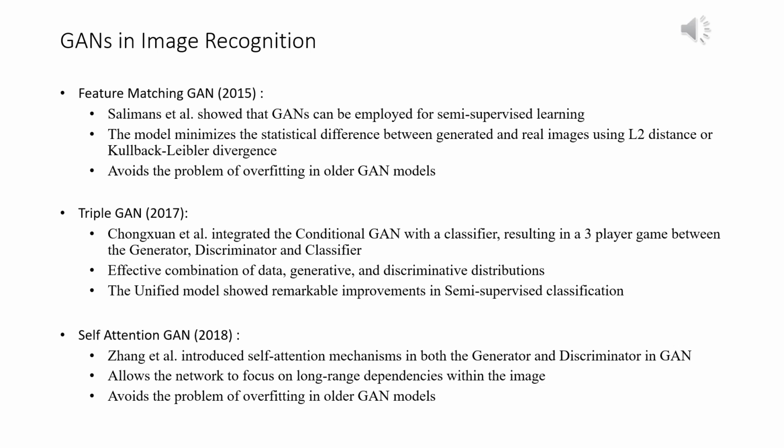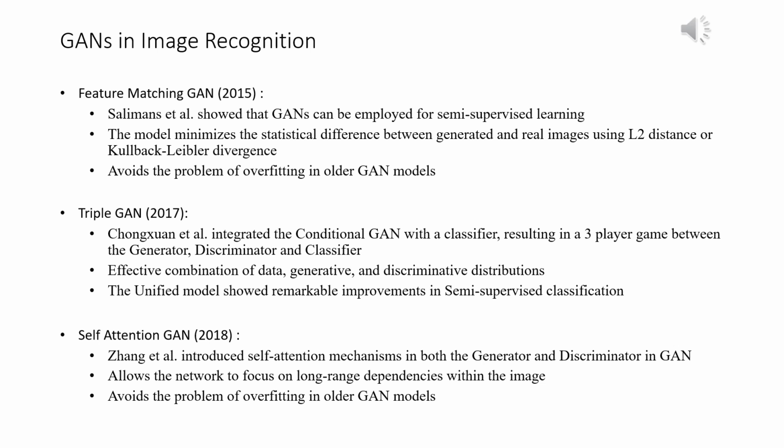The Triple-GAN was introduced in 2017 by Chongxuan and team, and they integrated the conditional GAN with a classifier, resulting in a three-player game between the generator, discriminator, and classifier. This model was an effective combination of the data generative and discriminative distributions. The unified model showed remarkable improvements in semi-supervised classification.